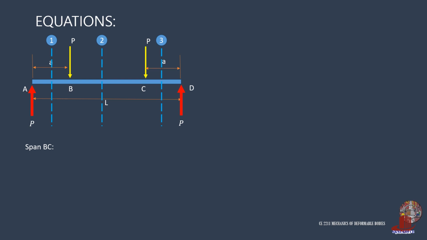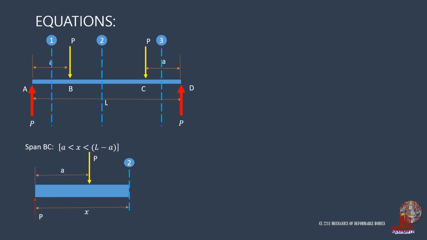The next span is BC, where X is located between A and L minus A. The covered components in this span include the reaction at point A, which is P, and one concentrated load applied a distance A from the left. Draw the standard shear and moment of the span, then work with equilibrium.